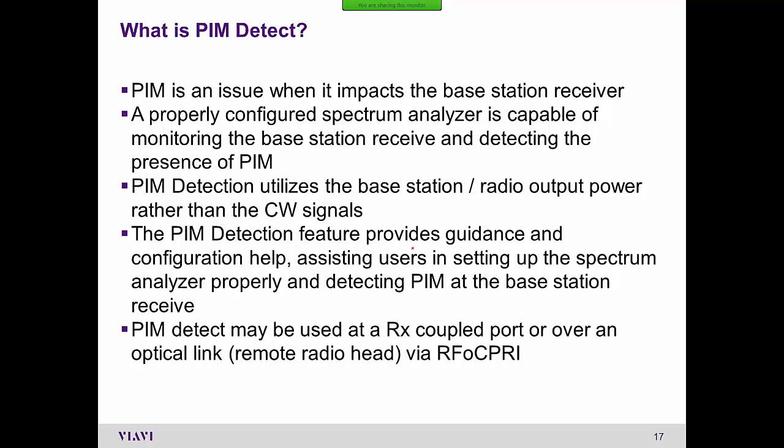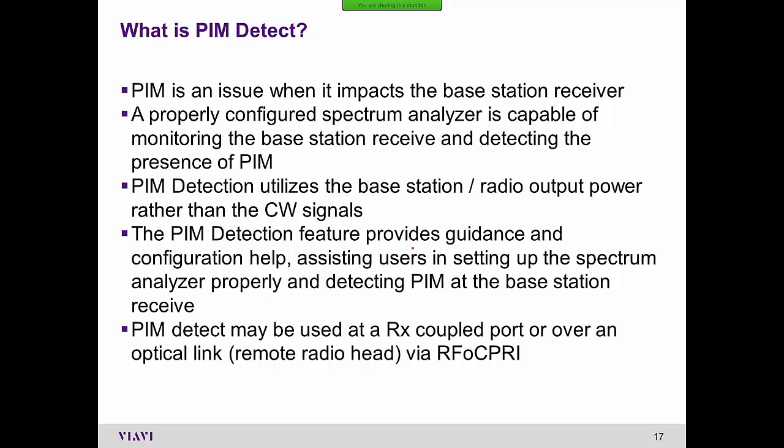So I use that just to illustrate the fact that you can have PIM issues in a base station, but if those PIM intermods never hit your receive, you really don't have an issue. And why fix something that isn't impacting your receives, right? So PIM detection uses the spectrum analyzer to monitor the base station's receive and detect the presence of PIM. That's a distinct difference between PIM testing and PIM Detect. PIM Detect will allow you to look at your receives.